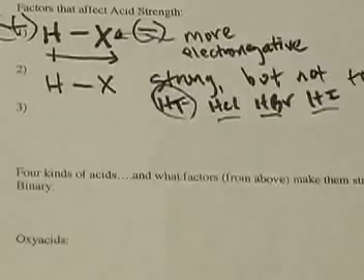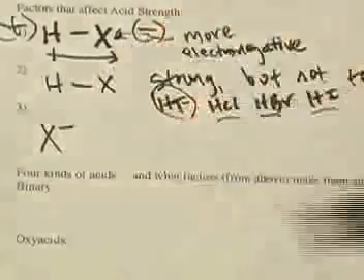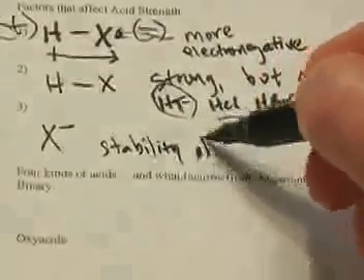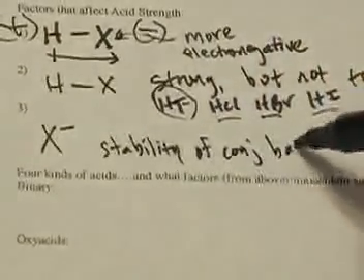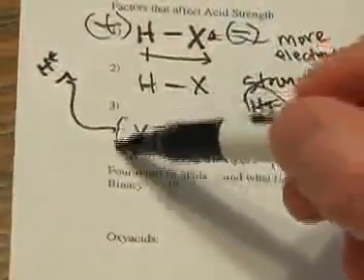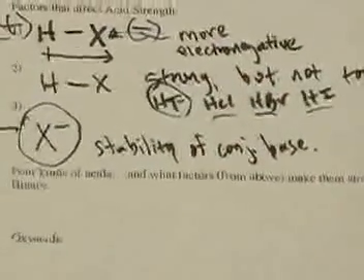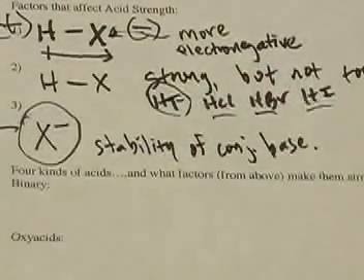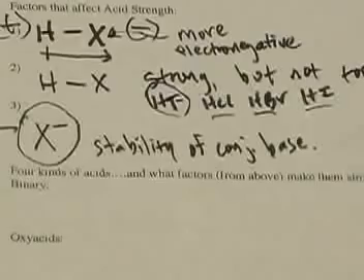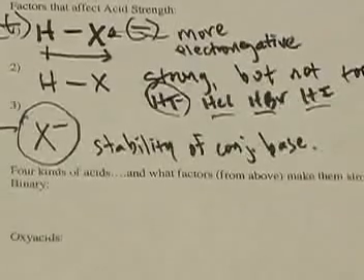Last factor that affects acid strength is the stability of the conjugate base. The conjugate base, remember, is what's left over after the acid has released its proton. So after the H is cleaved off of the acid, the H plus has been donated, what's left over? The X minus thing. And the stability of that determines how strong an acid is going to be. If it's very stable, the acid can be stronger. And we'll show you a couple of ways that can make that conjugate base more stable.